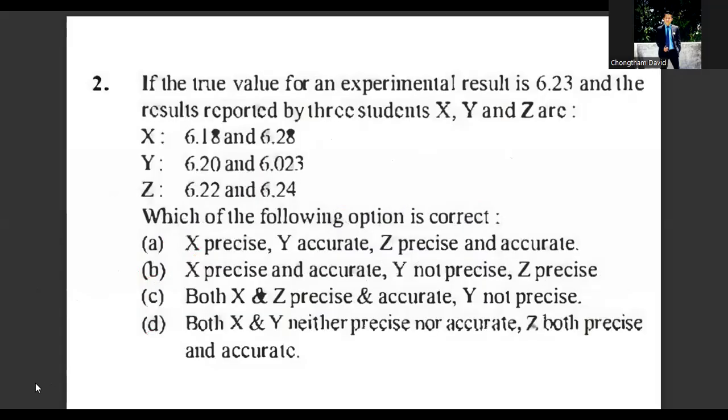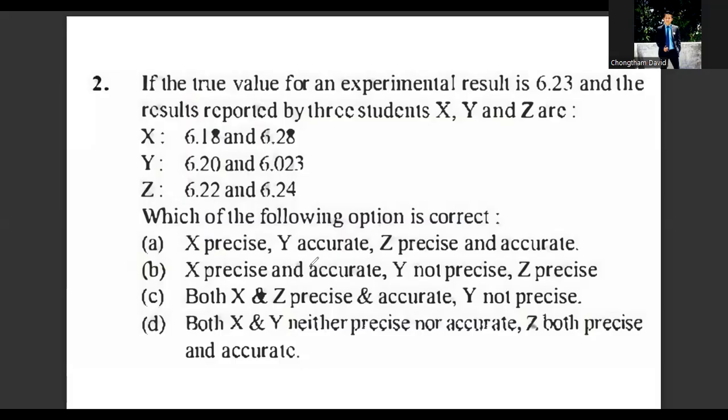Number 2. If the true value for an experimental result is 6.23 and the results reported by three students X, Y, Z are such that X corresponds to 6.18 and 6.128, Y 6.20 and 6.023, Z 6.22 and 6.24. Which of the following options is correct?